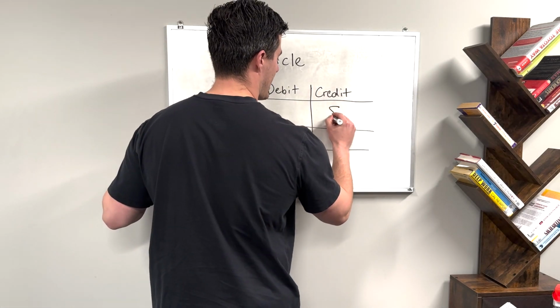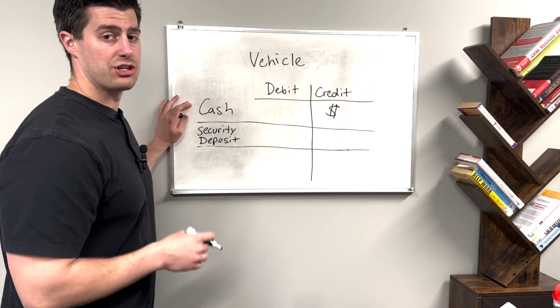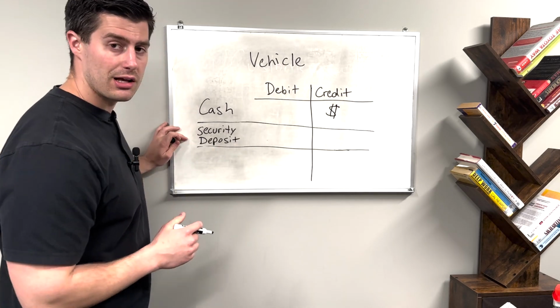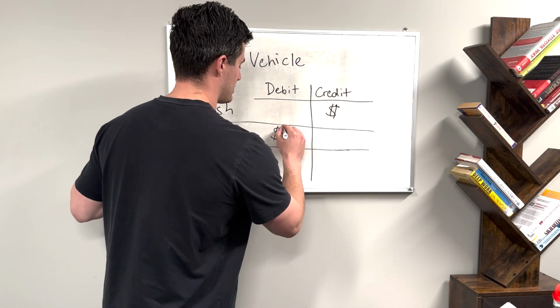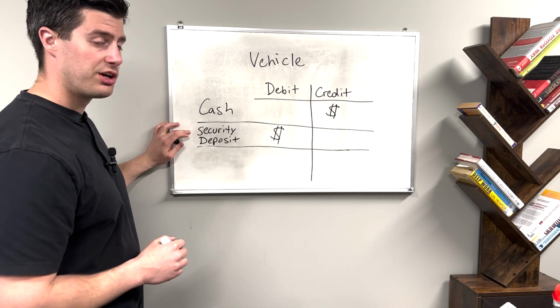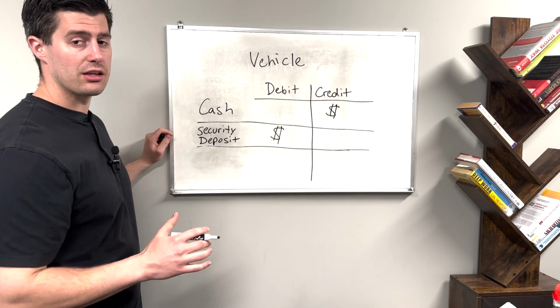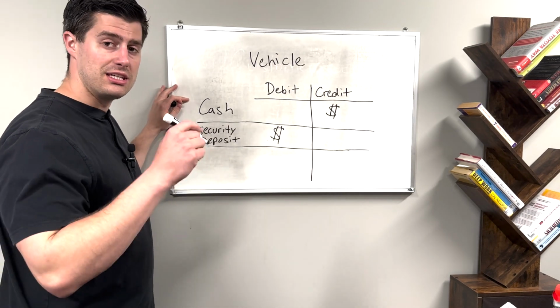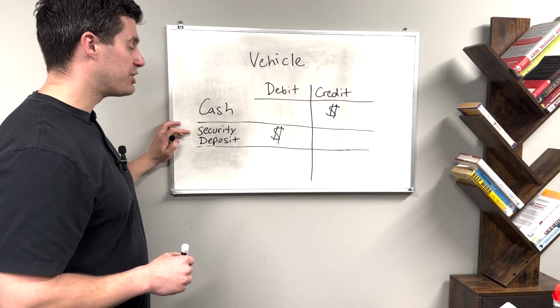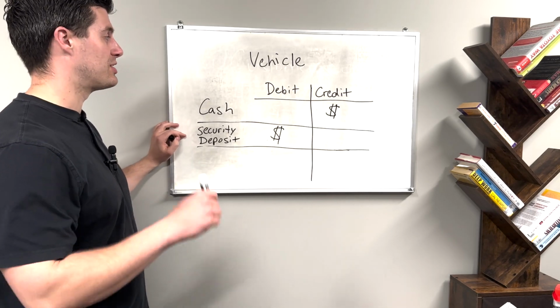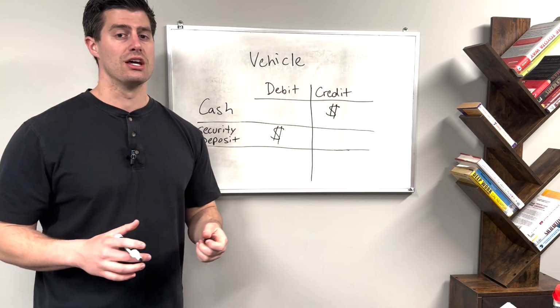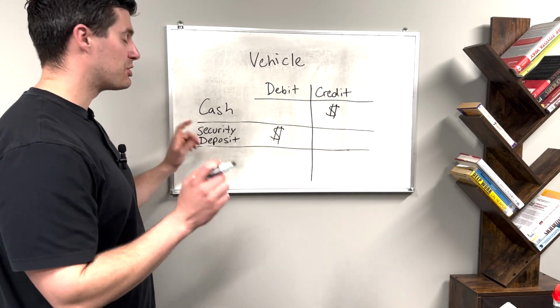So you're going to credit cash because you're decreasing cash, you're spending cash, and then the security deposit is an asset account. It's an asset. So now you have a debit to your security deposit, which is an asset. So if you look at your balance sheet, your cash account is decreasing with a credit, and your security deposit account, which is an asset, is increasing. So now you have this $1,000 sitting on your balance sheet, and I'm going to show you what happens to it next.